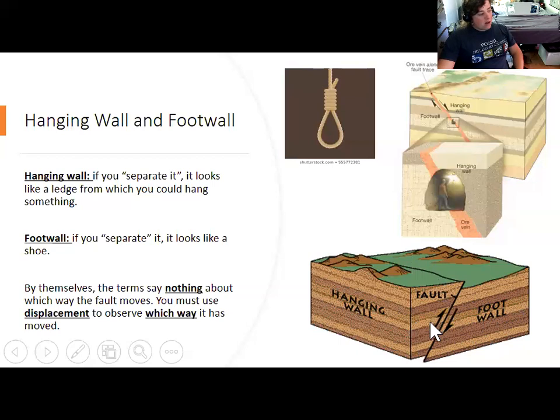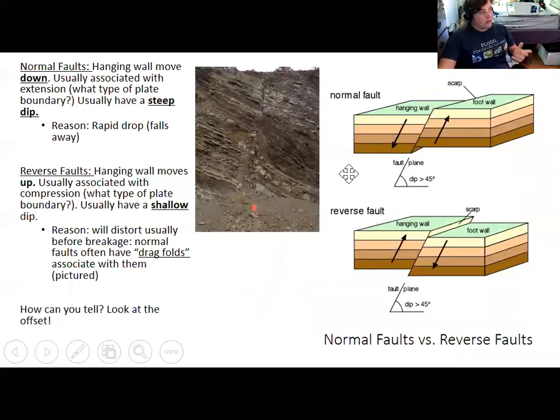Has the hanging wall moved up relative to the footwall or down relative to the footwall? Up. Yes, it's moved up. So this is what is known as a reverse fault resulting from compression. And it's honestly kind of arbitrary which one is normal and which one is reverse. Normal faults are faults where the hanging wall moves down, and those are associated with extension. When you have the crust coming apart and the block just sort of drops down.